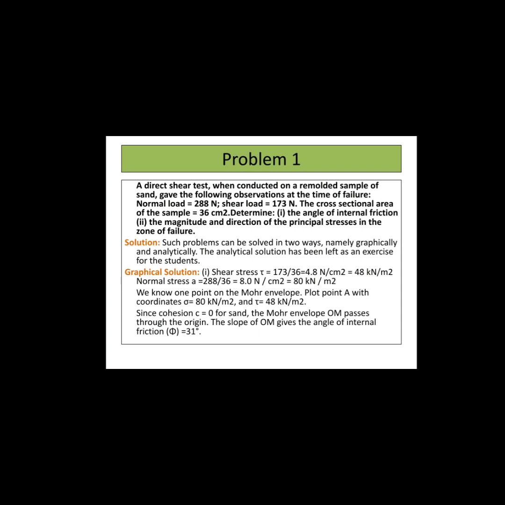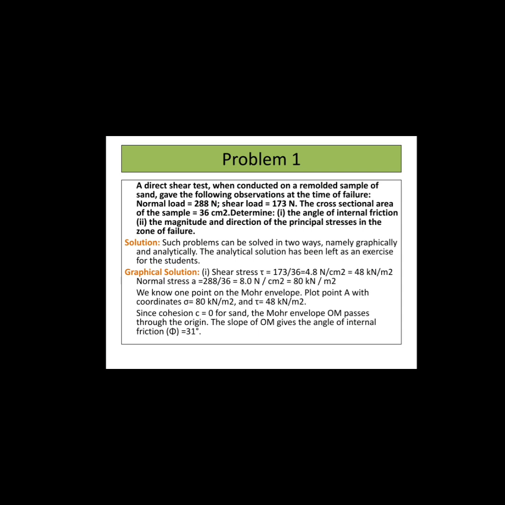This solution can be done both analytically and graphically. Analytical solution has been left as an exercise for the students. Now let us discuss the graphical solution. Since the shear load is 173 on the area 36 centimeter square, shear stress is 173 by 36, which is 4.8 Newton per centimeter square, that is 48 kilonewton per meter square. Similarly, normal stress is 80 kilonewton per meter square.